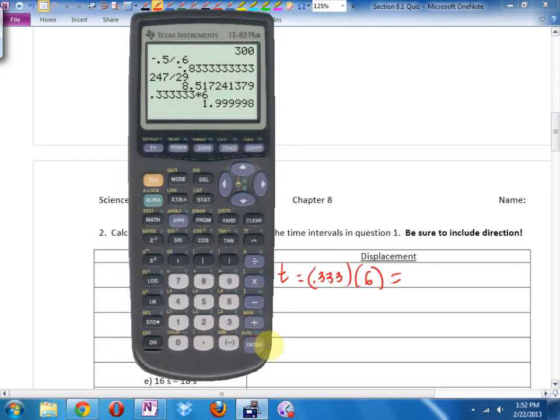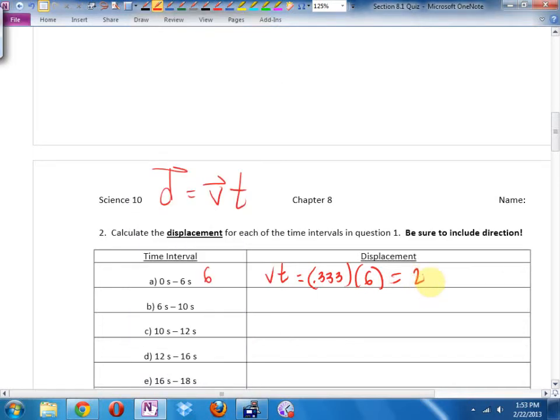Oh, really? How many is that? 2. And this is where those of you that rounded to 0.3 might have an answer of 1.8. You're way off. I'll give it to you, but try not to round off. 2 meters. Direction. Northeast. I think just north, because we're traveling north on the graph.